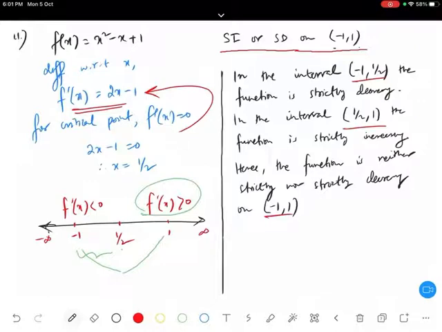Okay, clear? So this is how we prove this question. This is question number 11. Now let's move on to question number 12.